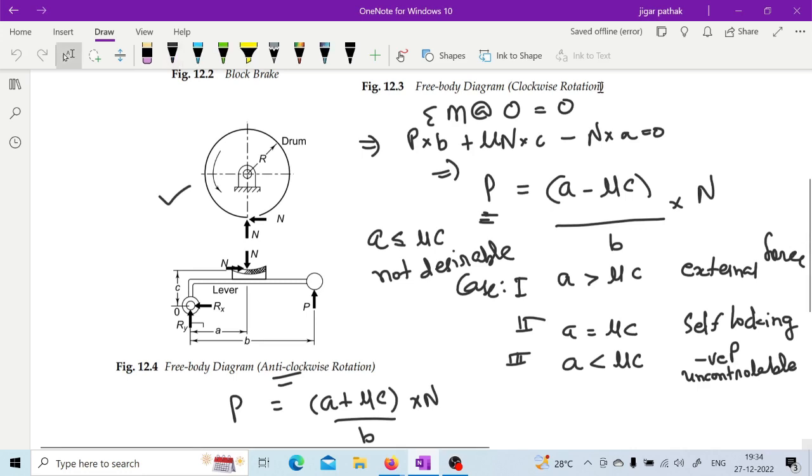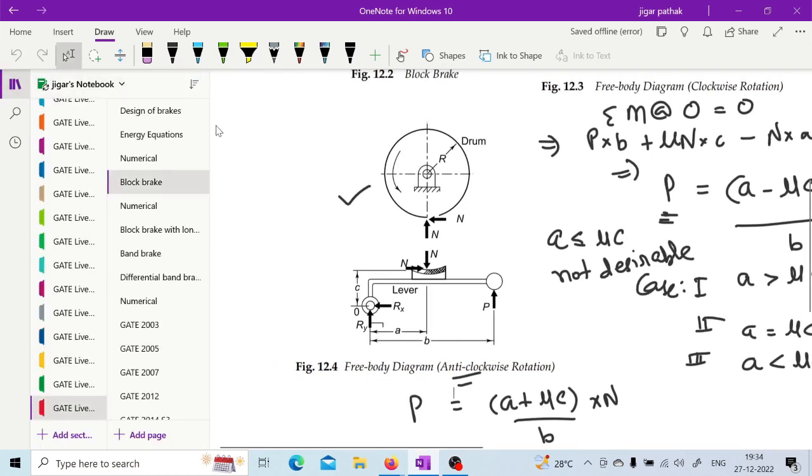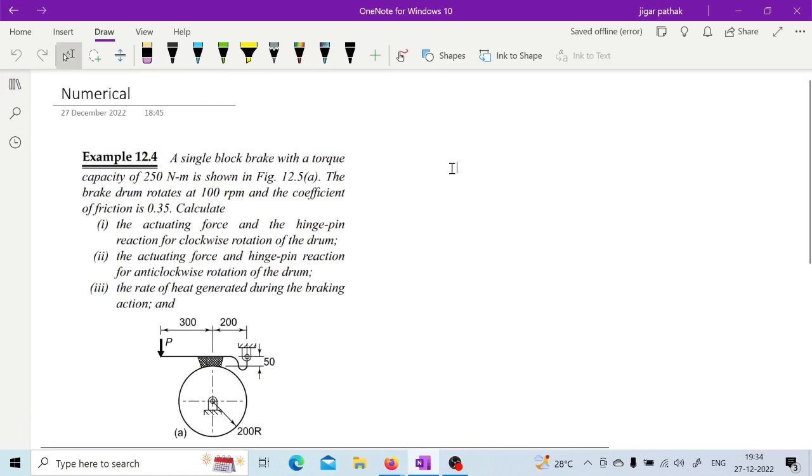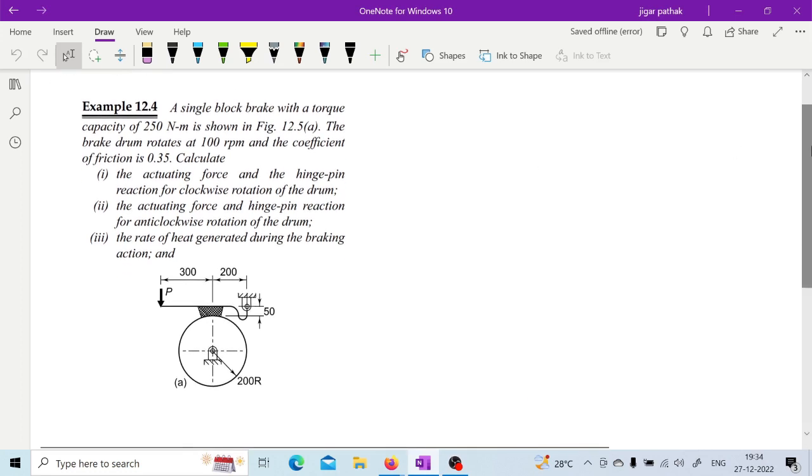Yes, sir. Okay, so once you have an idea about this, then you can go with this simple numerical, in which it is mentioned that a single block brake with a torque capacity of 250 Newton meter is shown in this figure. The brake drum rotates at 100 rpm and the coefficient of friction is 0.35. Now calculate the actuating force and the hinge pin reaction for clockwise rotation of the drum. Then the actuating force and hinge pin reaction for anti-clockwise rotation of the drum. Then the rate of heat generation during the braking action.